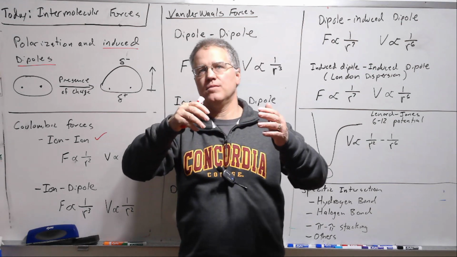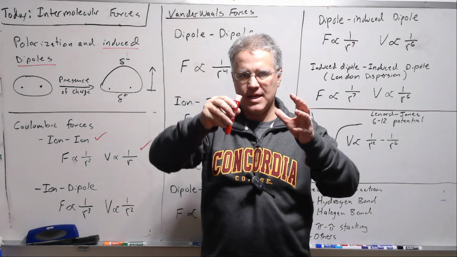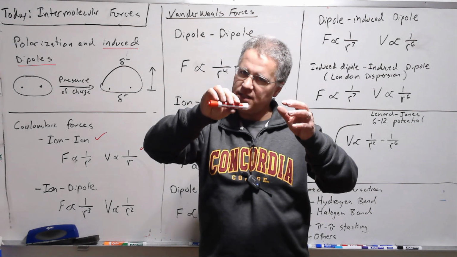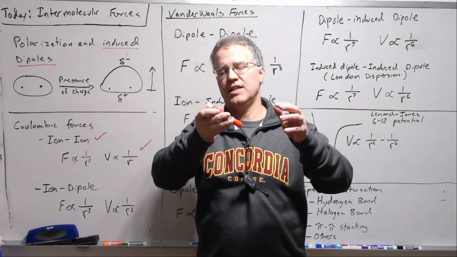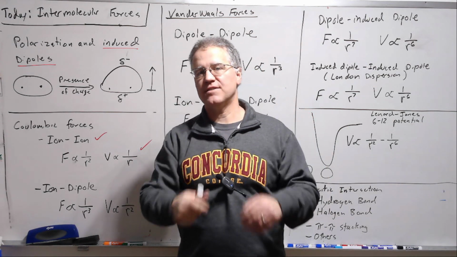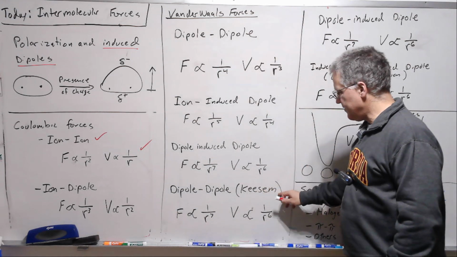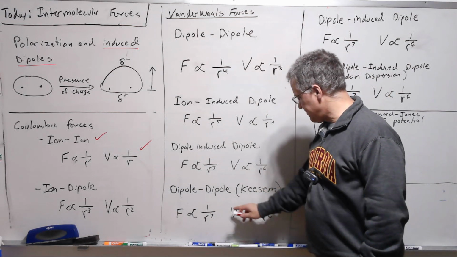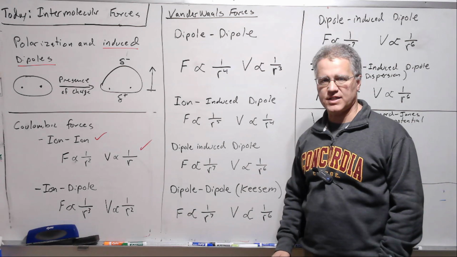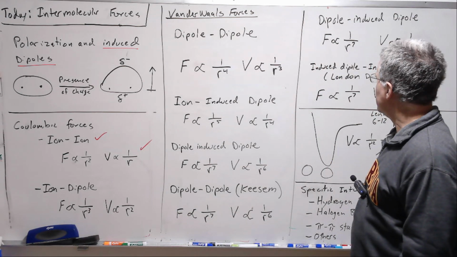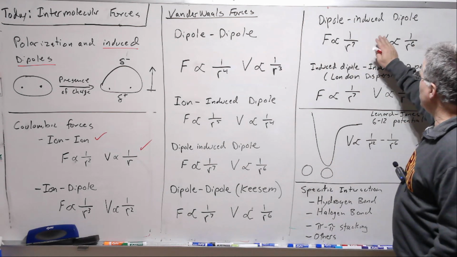And so when we're at temperature, this is moving around and it's spending a little more time lined up correctly than incorrectly. So we do get an attractive force there. This is called the Keesom force, and it's of the form 1 over r to the 6th in the potential energy. Then we have dipole-induced dipole.